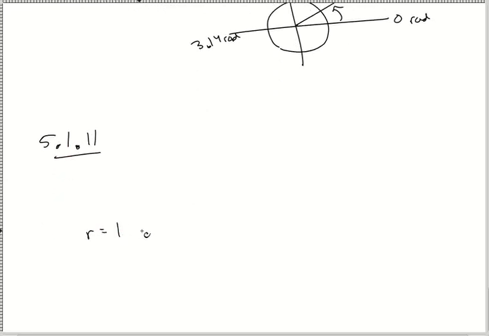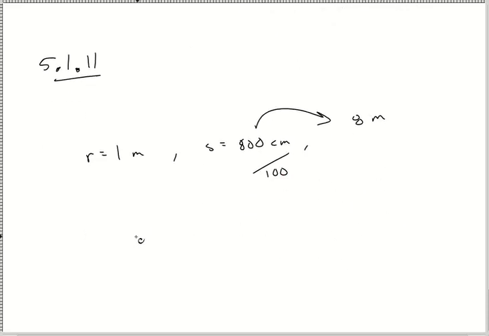It says my radius is equal to 1 meter. My arc length is equal to 800 centimeters. By the way, if we're doing meters here, convert this over. This is 8 meters, because centi means 100, so you divide by 100 to make the 8. And of course, they want the angle. So I have s equals r theta. I have 8 is equal to 1 times theta. Well, 1 times anything is just gone. So 8 radians.